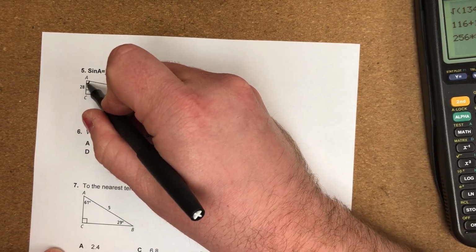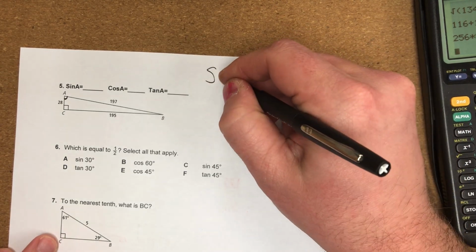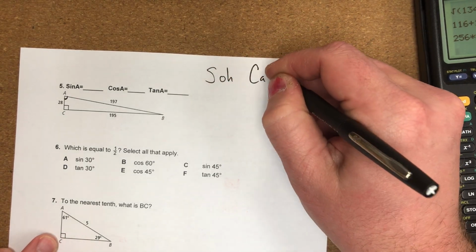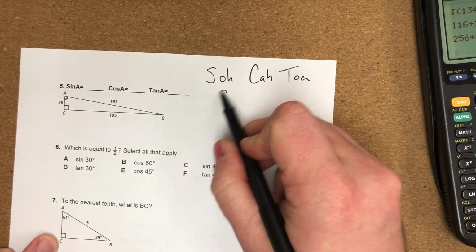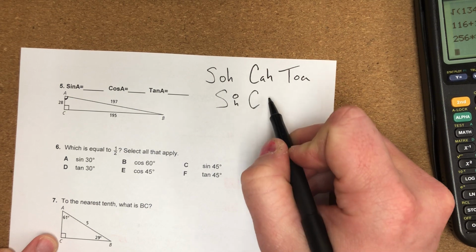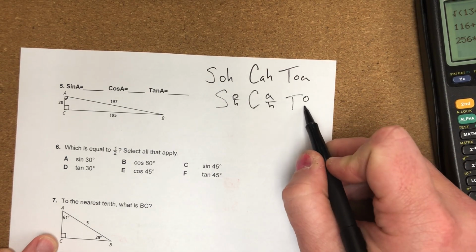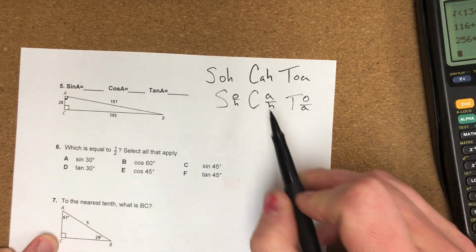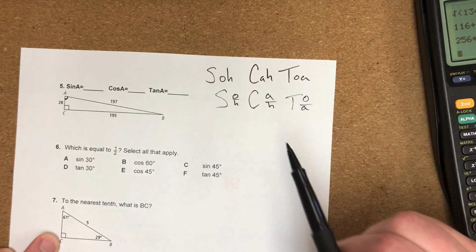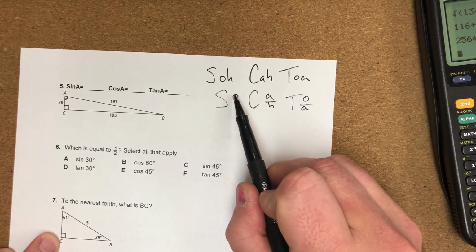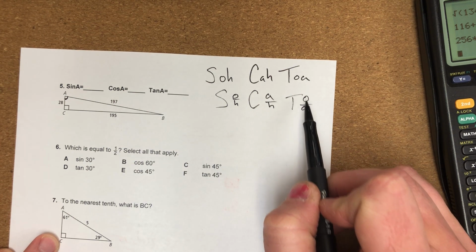So here's our angle A, and I'll remind you of our acronym. One way that we write it is like this: SOHCAHTOA. The other way that people will write it is they'll actually write the little fractions in here, which I do think is the better way, but everyone works a little bit differently. So sine is opposite over hypotenuse, cosine is adjacent over hypotenuse, and tangent is opposite over adjacent.